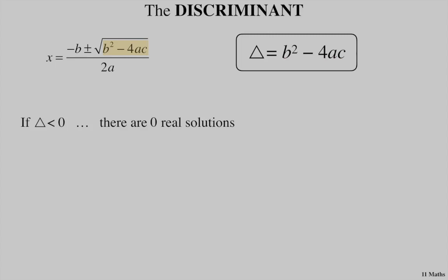Now let's actually talk about what happens. If the discriminant gives an answer that's less than 0, that means it's negative. So if the discriminant is a negative number, let's come back up to our quadratic formula. If the bit under the square root sign is a negative number, we can't take the square root of a negative number. It gives us no solution. So we say if the bit under the square root sign is negative, there's no x-intercepts. There are no solutions.